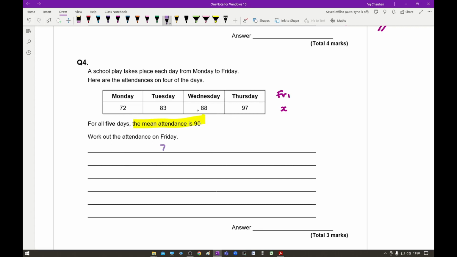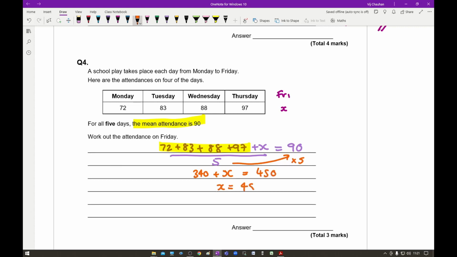So if I add 72 plus 83 plus 88 plus 97 plus x, I divide that by 5, and it should give me the answer of 90. So doing a bit of rearranging and a bit of adding, I get 340 plus x equals, now if I take the 5 over by multiplying by 5, that equals 450. So all that's left for me to do is 450 minus 340, which gives me an answer of 110.